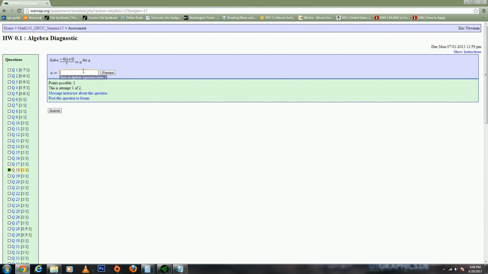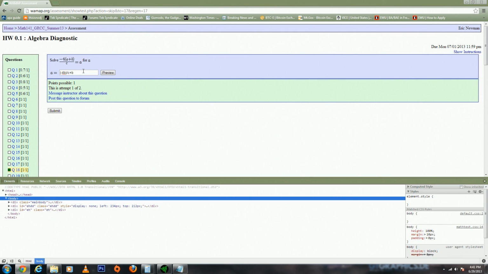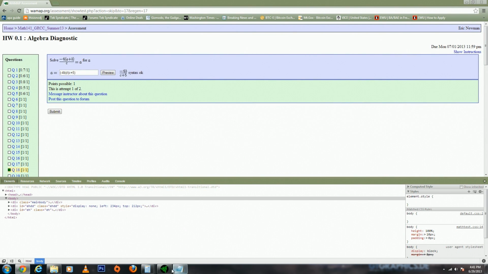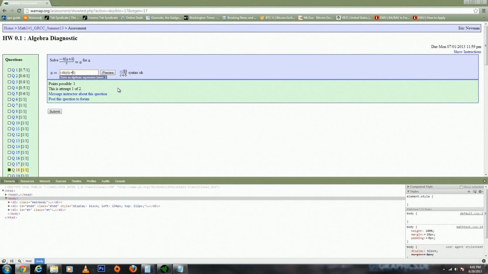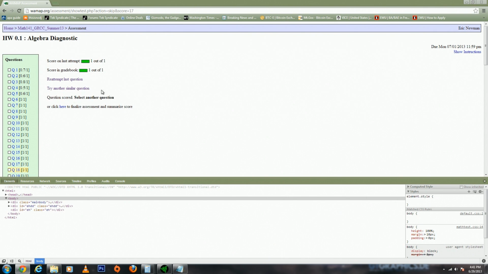And we're going to go ahead and type in this, negative 4b over c plus, oops, I just hit the wrong button, c plus 4, and just preview, make sure everything looks good. Let me check my notepad. Negative 4b over c plus 4. And we'll just go ahead and type that in. There we go. And that's how you do those.